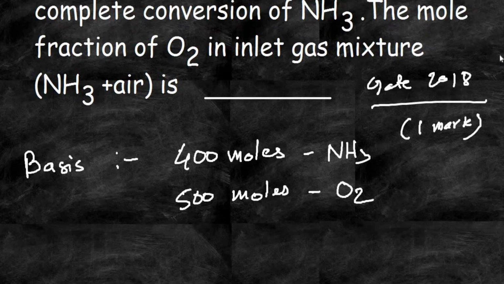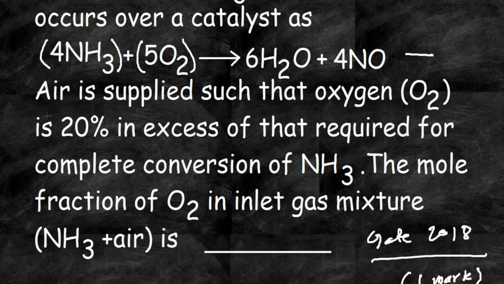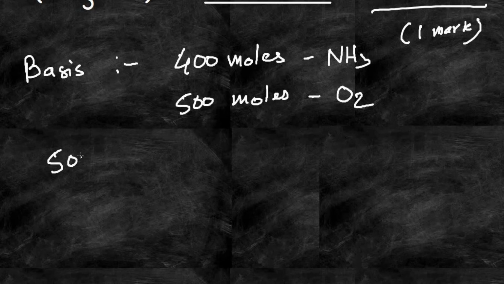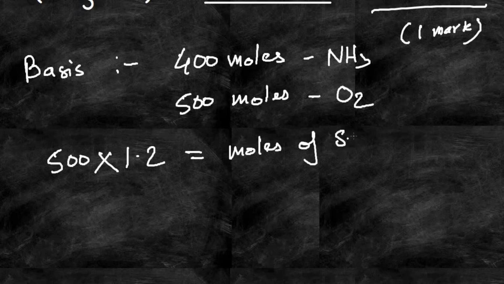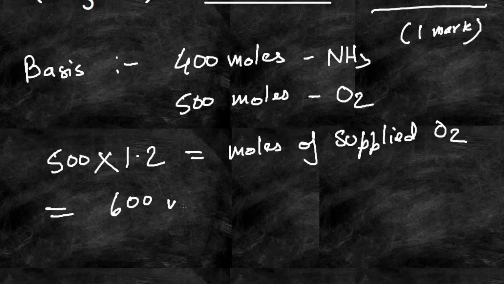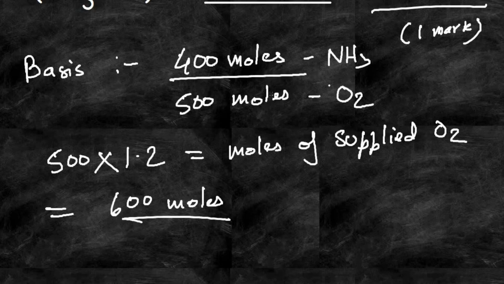Now what they have said is 20% excess air is supplied. Air is supplied such that oxygen is 20% in excess to that required. So if it is 20% excess of 500, I have to multiply 1.2 with this. So this is the moles of supplied O2. After calculating, we get 600 moles. So this is the amount of oxygen which is supplied with the ammonia. So 400 moles of ammonia is supplied with 600 moles of oxygen.